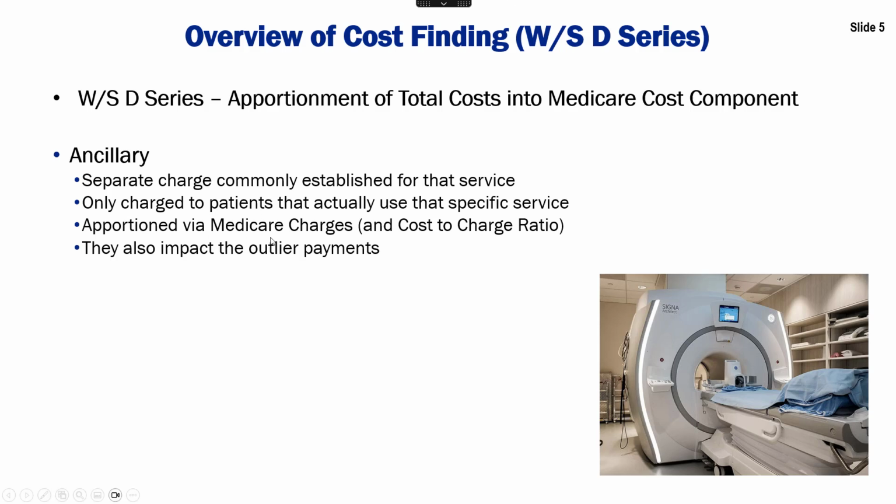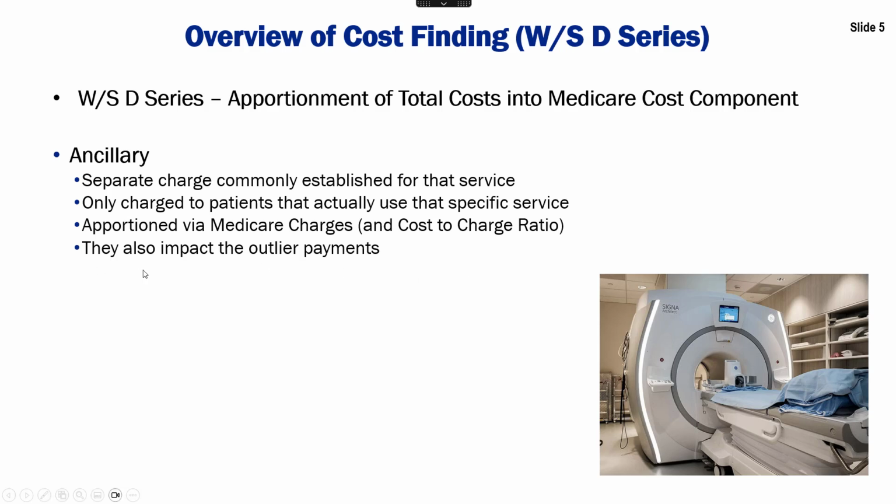Now these are apportioned via Medicare charge, and this is actually our main focus today. We're going to see how this apportionment is done, and by the way, the cost to charge ratio is used to effectuate this apportionment. The cost to charge ratio is your total costs for that cost center divided by the total charges for that cost center. You get a cost to charge ratio that we'll see later on, and that's multiplied by a Medicare charge for that cost center, and that tells you how much of those total costs were Medicare costs.